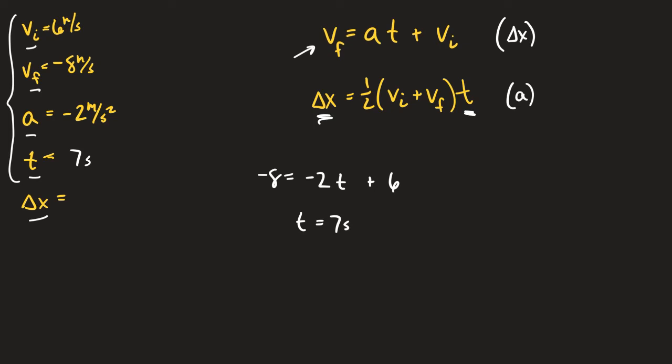I'm pretty sure I could find delta x, aren't you? I just got to pick the right couple things together. I see delta x equals 1/2 the initial velocity, 6, plus the final velocity, -8, times the time I just found, 7. 6 minus 8 is -2. Half of -2 is -1, giving me a delta x of -7 meters. This object is behind me 7 meters away.